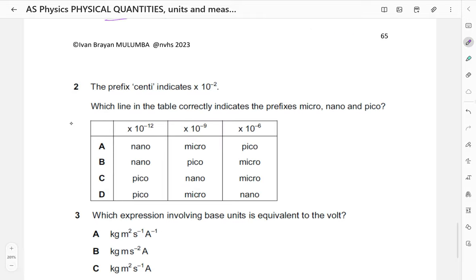The prefix cent indicates 10 power negative 2. Which line in the table correctly indicates the prefix micro? Remember, micro is 10 power negative 6. Nano is 10 power negative 9. Pico is 10 power negative 12. So it means these two are wrong because they are saying nano for 10 power negative 12. So A and B are out. Then micro is 10 power negative 6. So this one is wrong. So pico 10 power negative 12, nano 10 power negative 9, micro 10 power negative 6. So the answer is C.